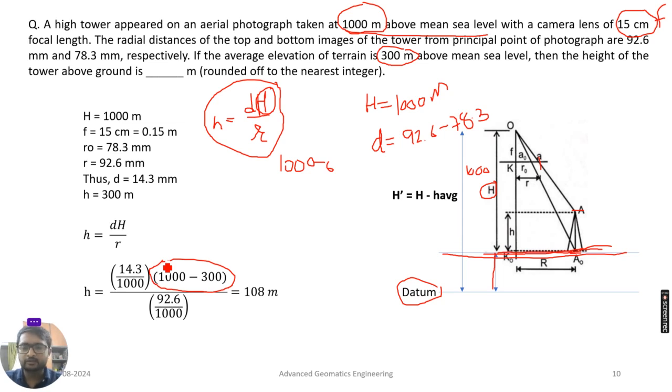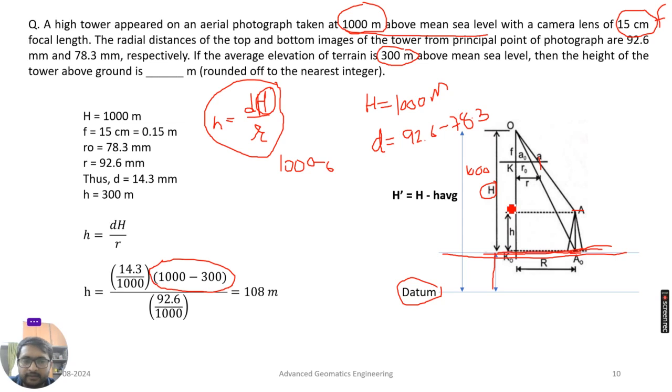So have you got my point? What I was trying to say is which H you have to consider here, because people will get confused between the capital H used in this formula of relief displacement and the capital H which we used in the scale formula. In the formula of scale, the capital H is from mean sea level only. But here the capital H which we are considering is from the base of the tower or from the terrain. So we are considering H minus H average values.